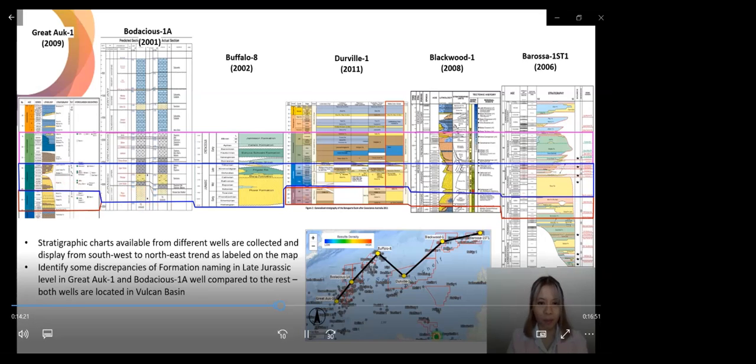It appears that both wells are actually located in Vulcan sub-basin, which you will see better in the next slide, while the rest are not. Some namings found in the two wells are Upper Vulcan Formation, Titonian Formation, and Lower Vulcan Formation, which may or may not correlate to Flamingo, Frigate, and Ilang Formation in other wells.